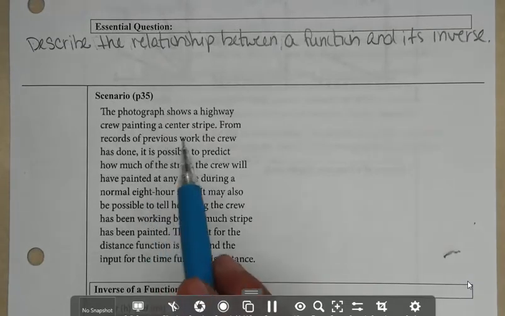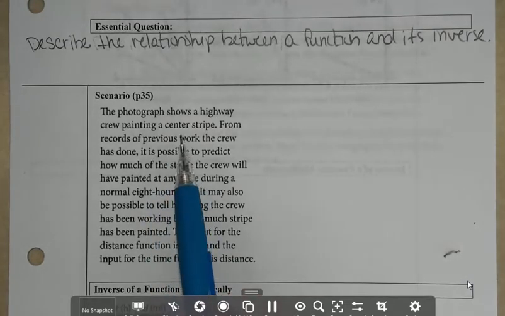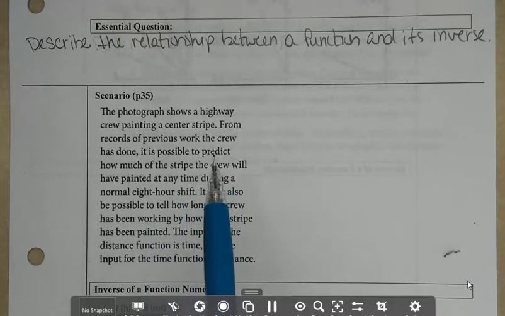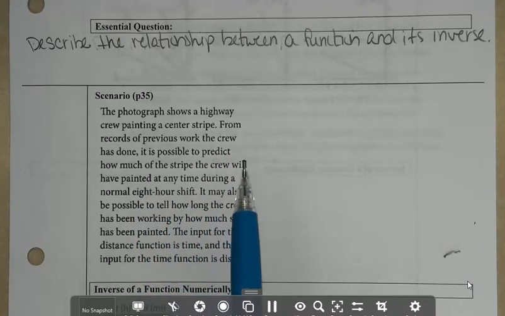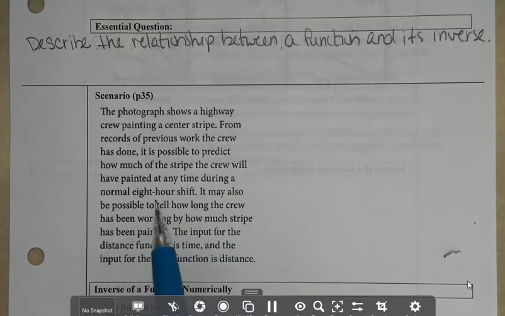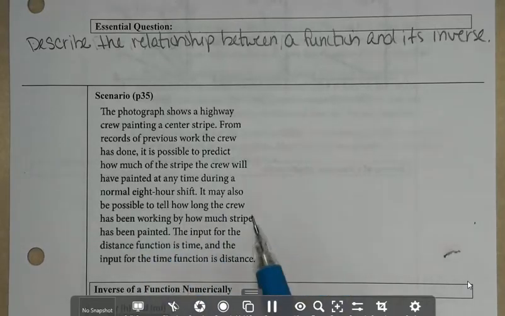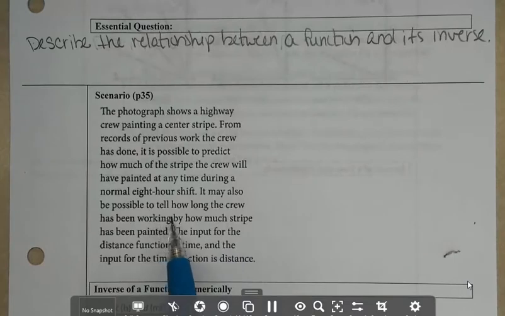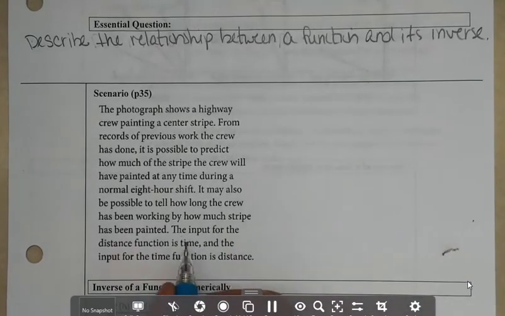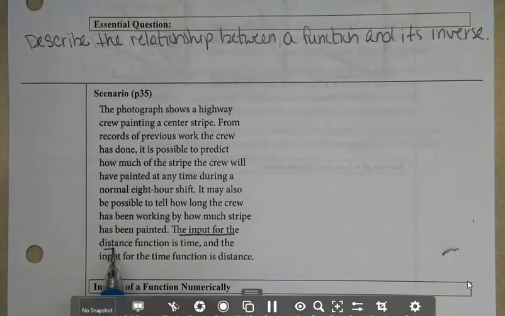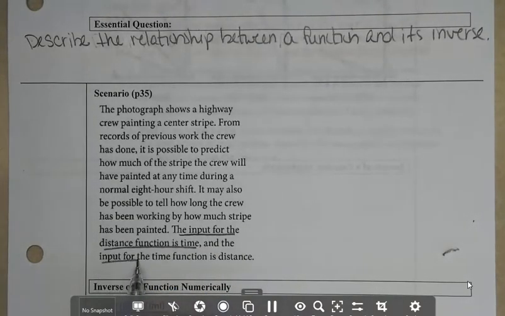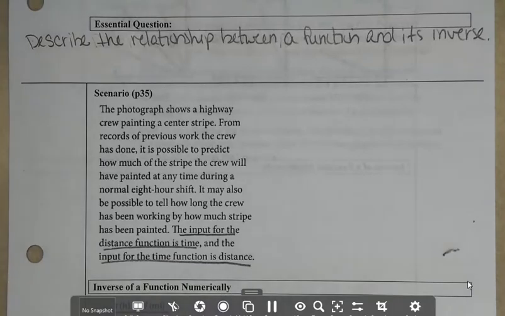All right, so the photograph shows a highway crew painting a center stripe. From records of previous work the crew has done, it is possible to predict how much of the stripe the crew will have painted at any time during a normal 8-hour shift. It may also be possible to tell how long the crew has been working by how much stripe has been painted. So the input for the distance function is time. And we also have the input for the time function is distance.